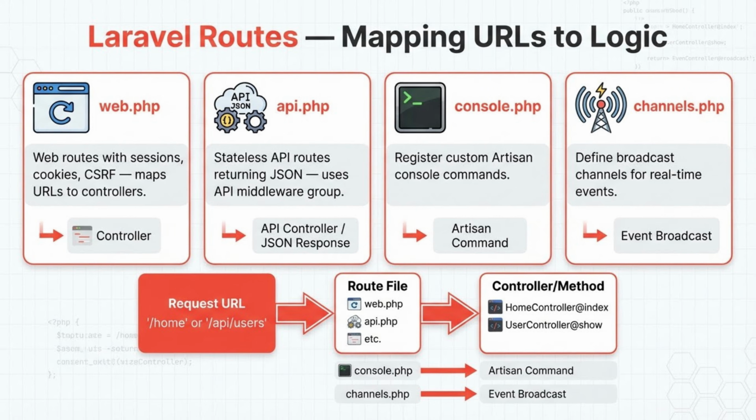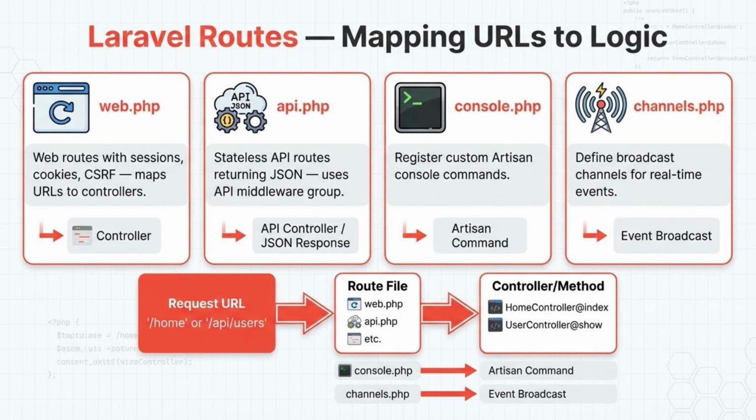For API-based applications, Laravel uses api.php, where routes are stateless and optimized for returning JSON responses. These routes typically use the API middleware group and forward incoming requests to API controllers that return structured JSON data.